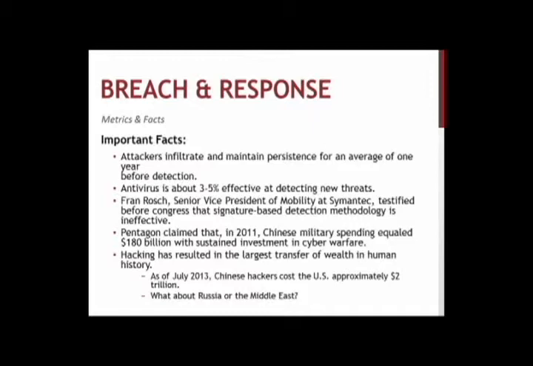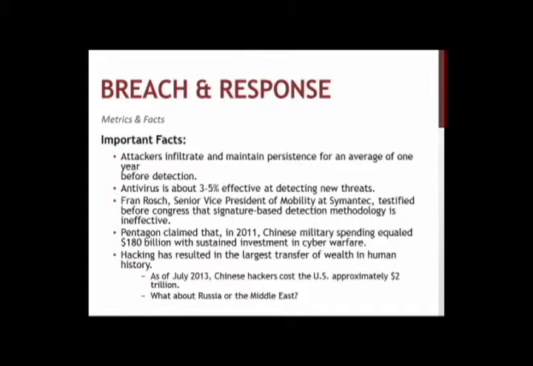Now, I've seen estimates published out there that the Pentagon supposedly estimated that in 2011, Chinese military spending equaled about 180 billion of sustained investment in cyber warfare. That's a lot of money. And if you think about it, what can you not buy for 180 billion dollars? There's a lot of things for sale for 180 billion dollars, particularly when the average wage in China is about $7 per week. How far does that 180 billion stretch?